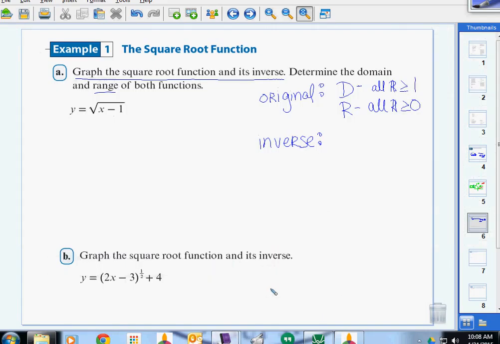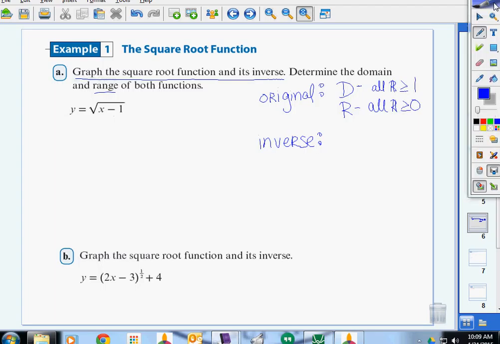Now we're ready to do the inverse. Okay? So first of all, we have to write the inverse. What do we do when we write an inverse function? Cody, what do we do when we're writing an inverse function? Swap out the x and y. Exactly. So let's do that. You guys do it at your seats. I'll do it up here. So x equals the square root of y minus 1. I think I did that right.